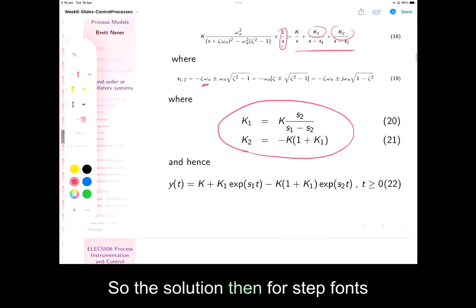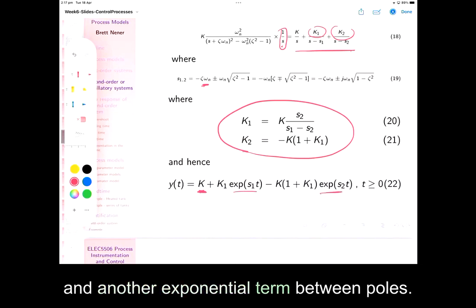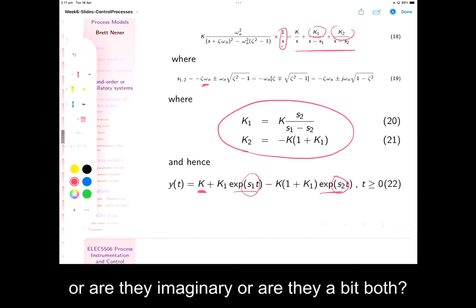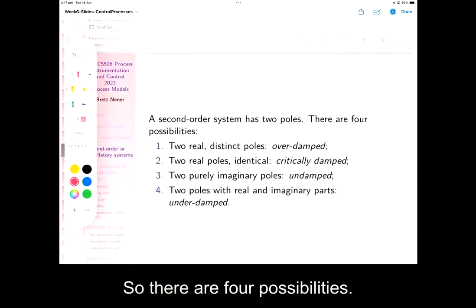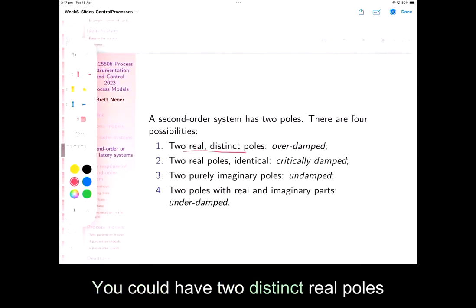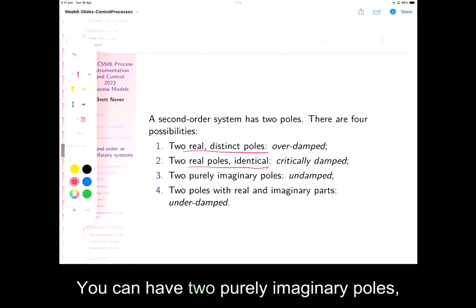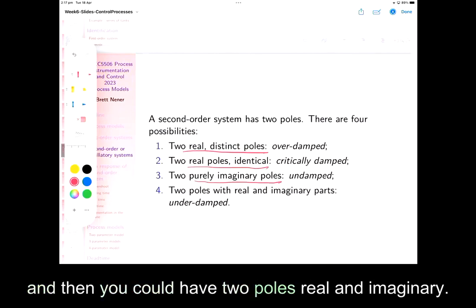So the solution for a step response is that it will eventually go to some value k, with an exponential term and another exponential term because of two poles. The question is, are these poles real, imaginary, or a bit of both? Depending on what they are, the response differs. There are four possibilities. You could have two distinct real poles, which is called overdamped. You can have two identical real poles, which we call critically damped. You can have two purely imaginary poles, which we call undamped. And you could have two poles with real and imaginary parts.